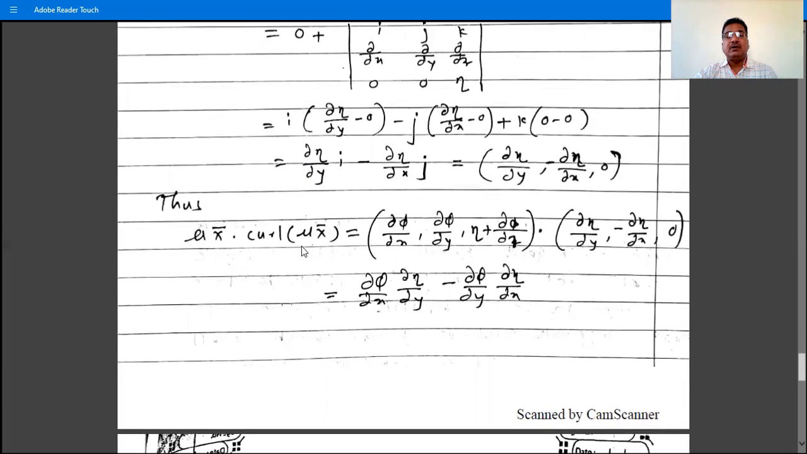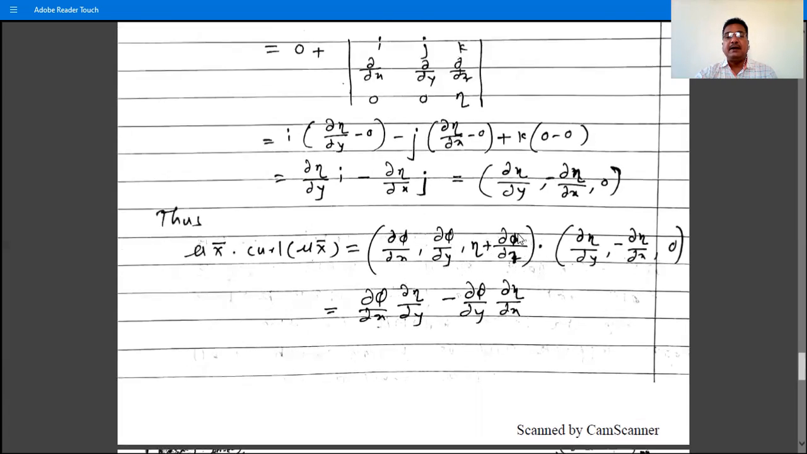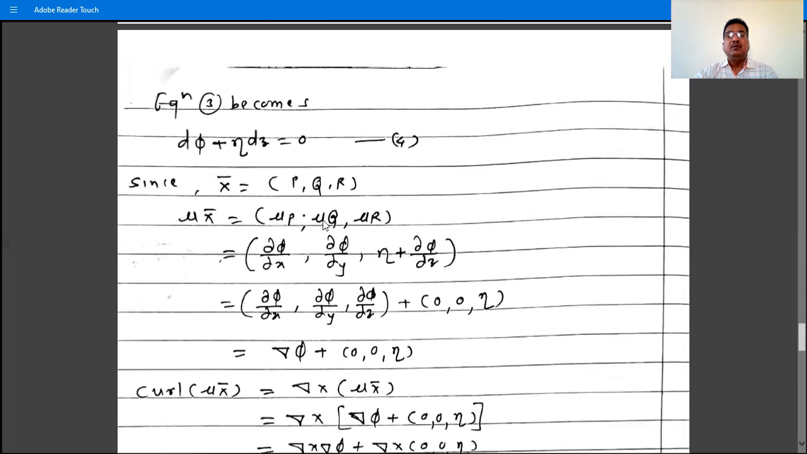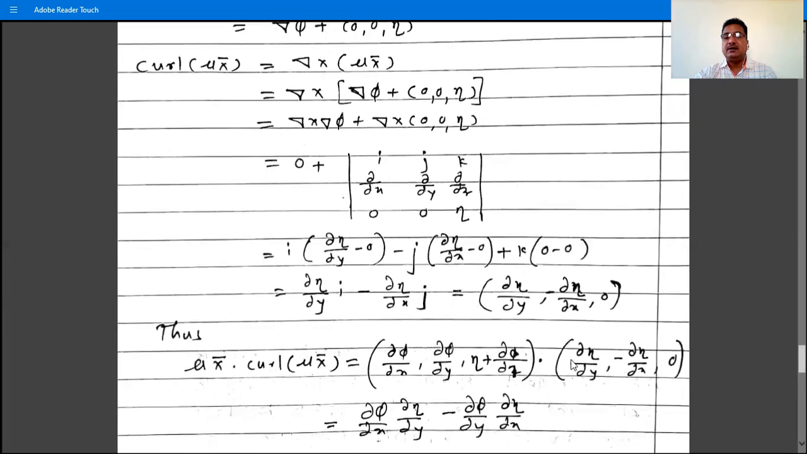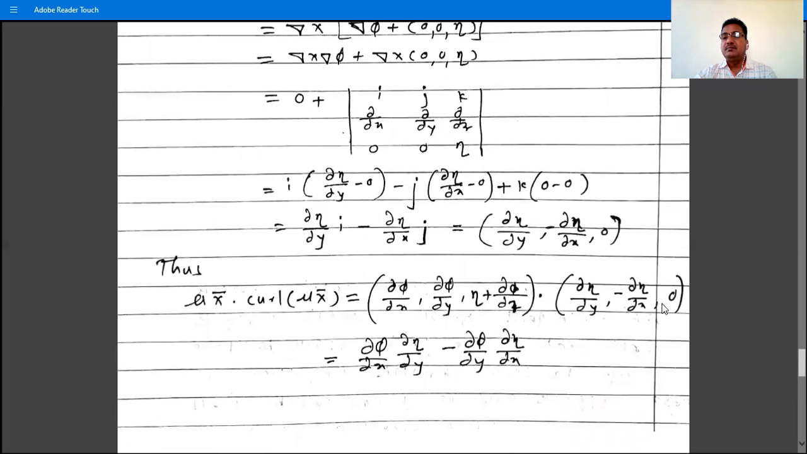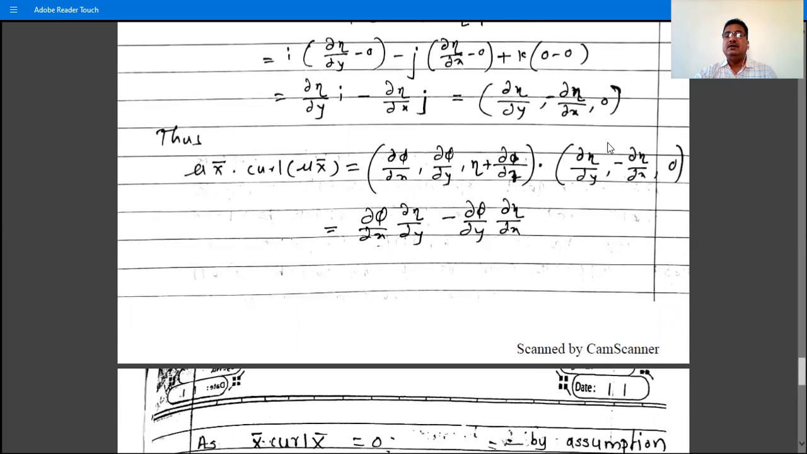So μ x̄ · curl μ x̄ is this. μ x̄ is this vector: ∂φ/∂x, ∂φ/∂y, ν ∂φ/∂z. And curl x̄ is this vector: ∂ν/∂y, minus ∂ν/∂x, and 0. And that dot product is what? This into this, the dot product of the two vectors, is what?